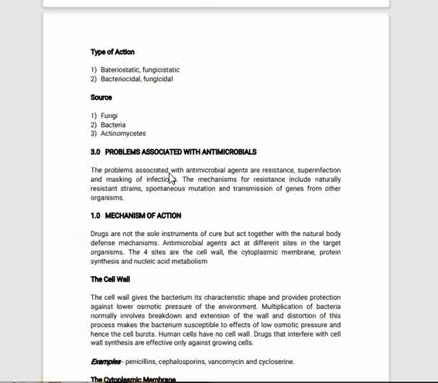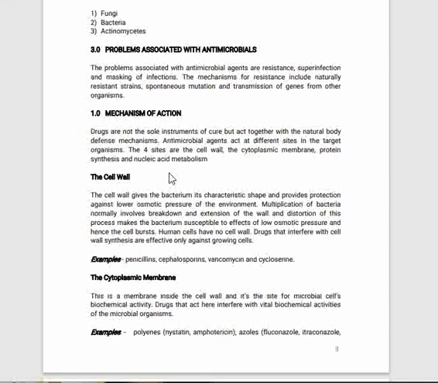Now, the antimicrobial agents act on different sites in target organisms. We have 4 sites which they can target: the cytoplasmic membrane, the cell wall, protein synthesis, or nucleic acid metabolism. That has to do with DNA inhibiting and DNA gyrase inhibiting as well. So let's start with the mechanism of action. When I say mechanism of action, what is this drug doing to the microorganism?